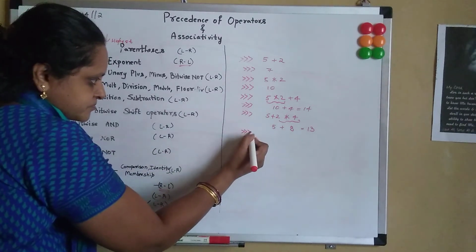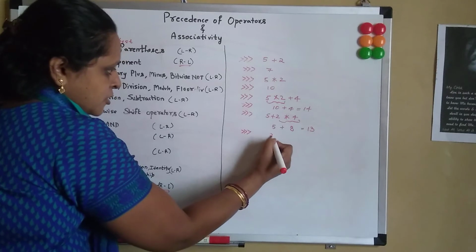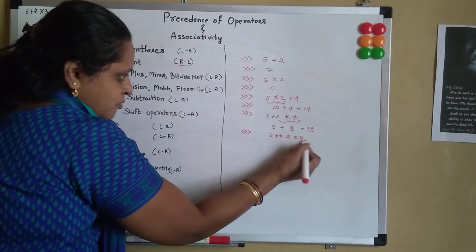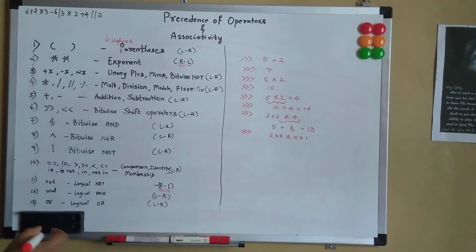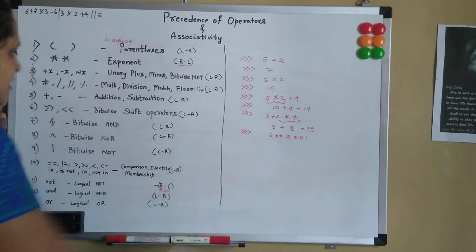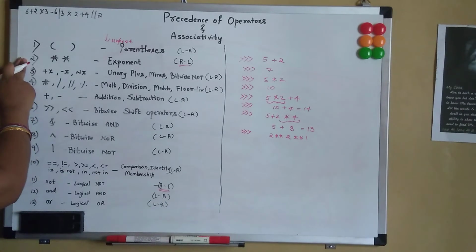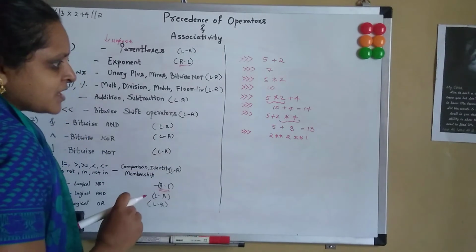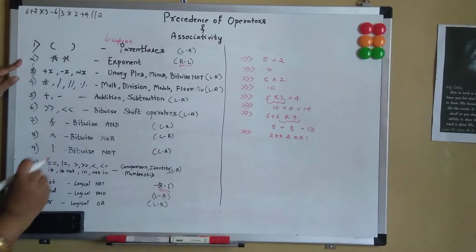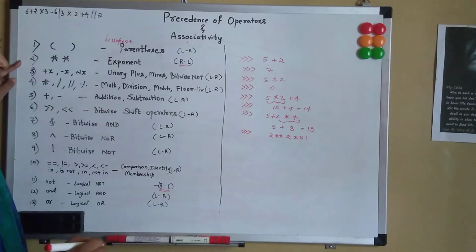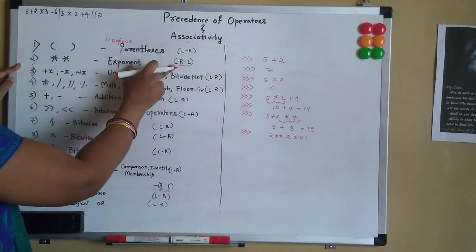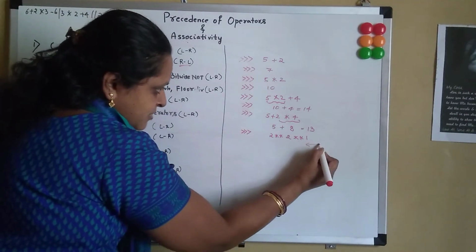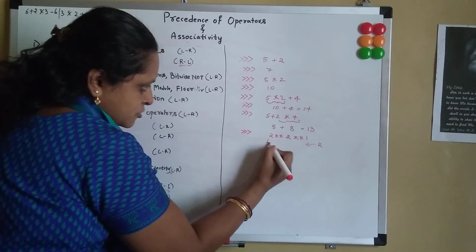And now if I have 2 ** 2 ** 1, here we have two exponents, and the exponent is at level 2. So both the operators are at level 2. So which one has to be resolved first? In that case, we go with the associativity. The associativity of exponent is from right to left. So we have to solve from the right and then go to the left.